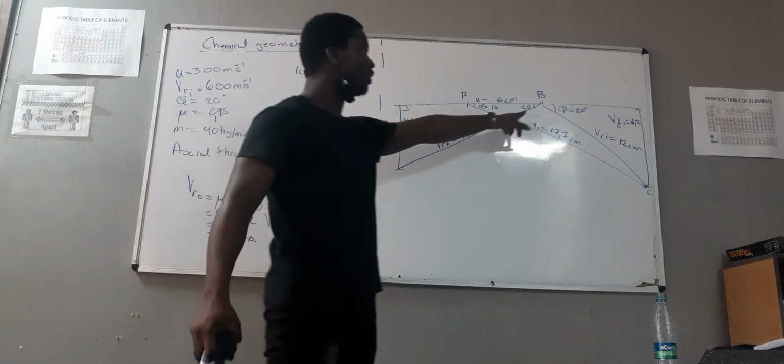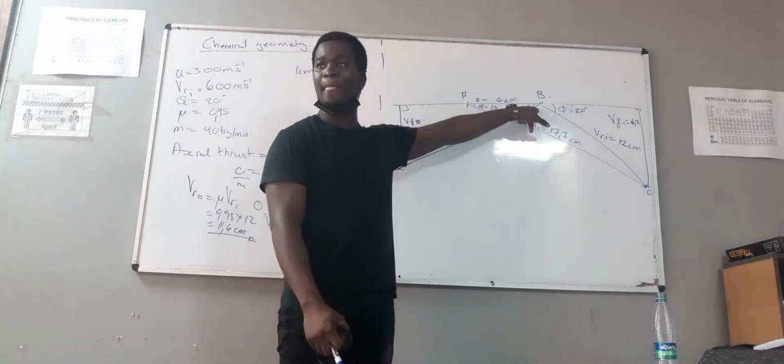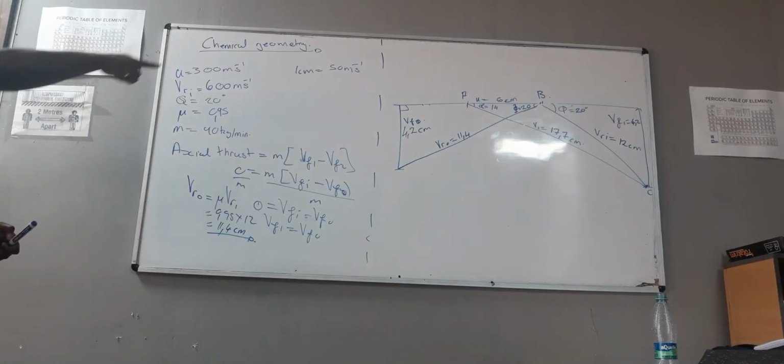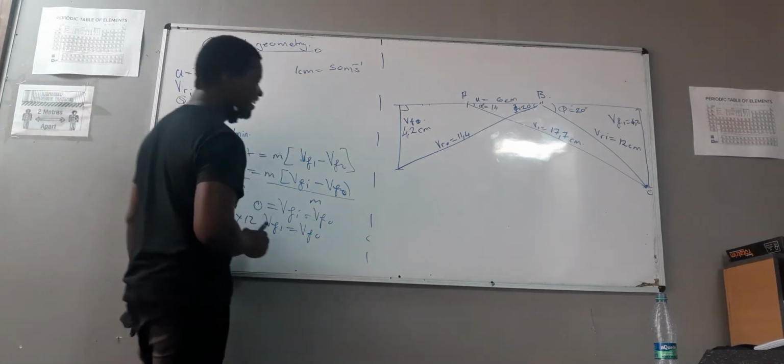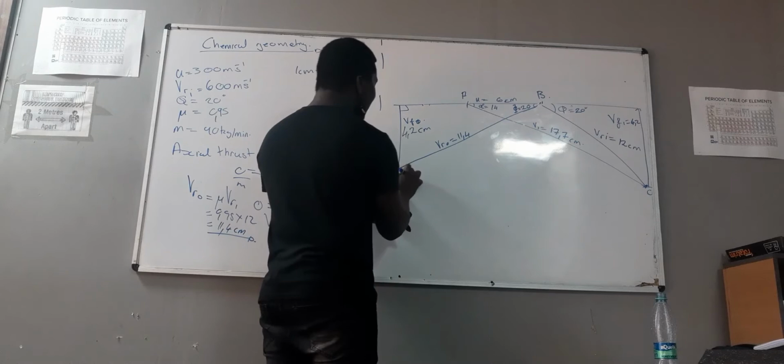What's the name of this angle? The blade outlet angle. Prince, you said that angle is called what? What's the sign? It's a phi. Fine. Okay, now this is our D point.